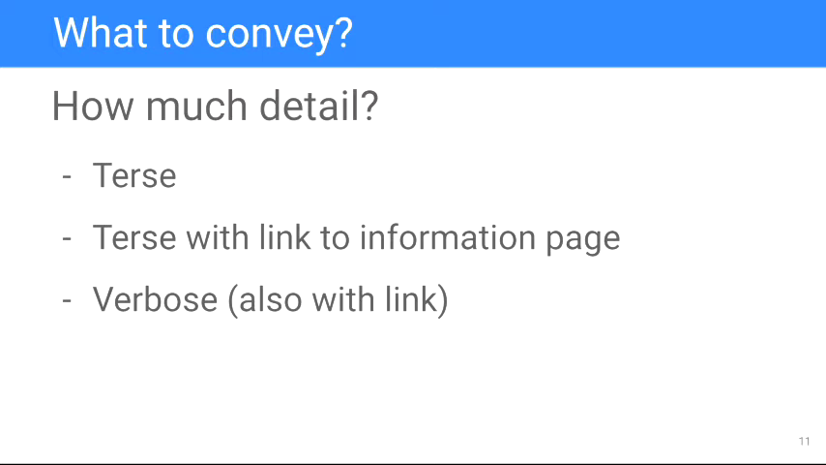Our final option is a verbose message with all of the detail essentially in the message itself. It also has a link to the information page because it's a little longer, but all of the crucial information is in this notification itself. It also says, for example, how they might resolve this issue.